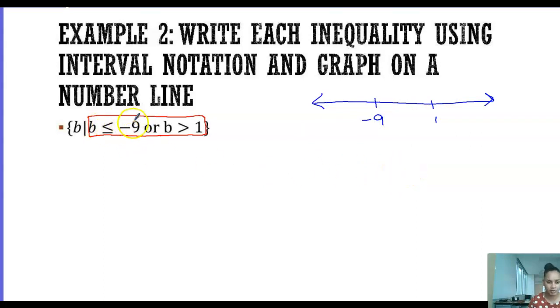So let's just look at it one piece at a time. So b is less than or equal to -9. So at -9, I need a closed circle. And less than or equal to would be to the left. To the left, to the left.